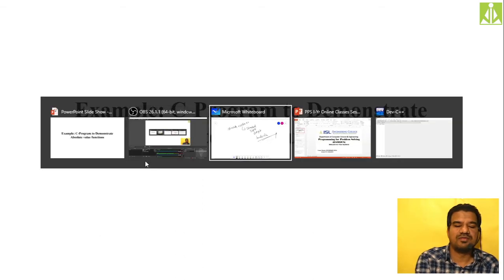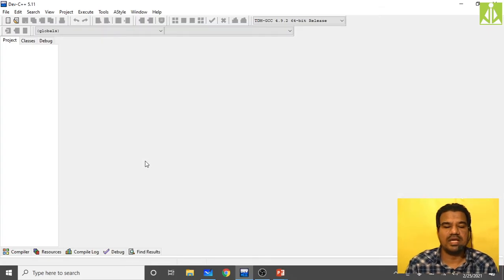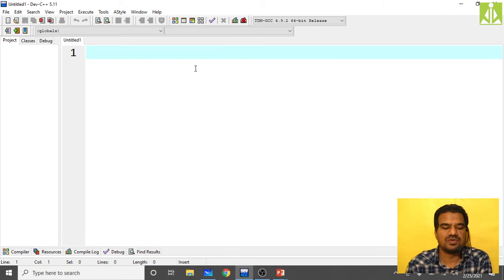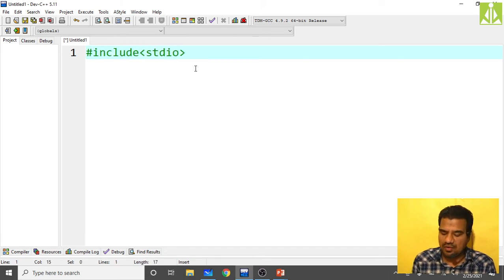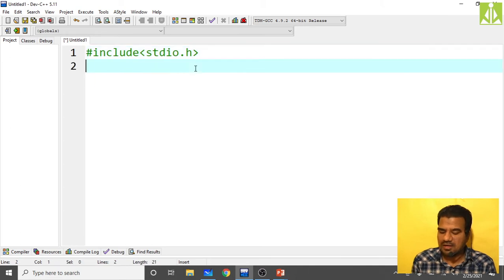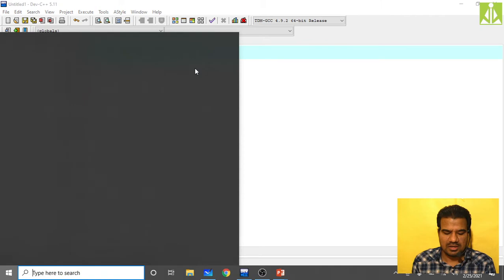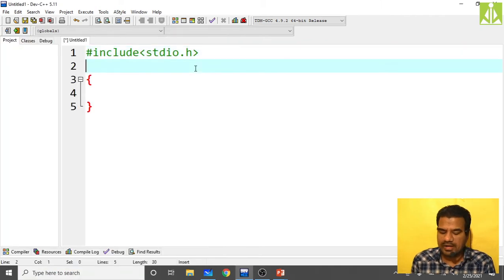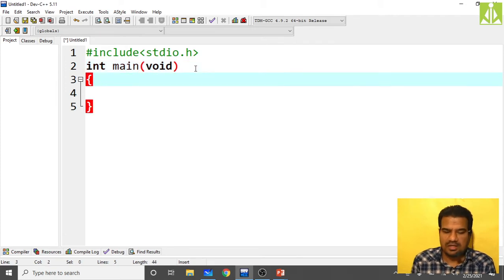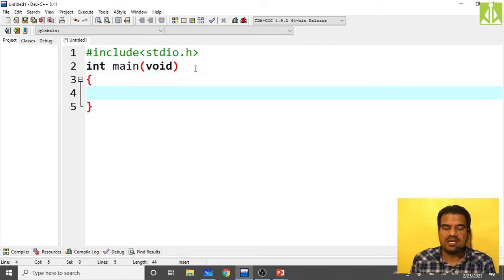Simply I will shift my attention to the Dev C++ compiler, and I'm taking an empty source document, and here I'm writing my program. So simply start writing the program. Include stdio.h. Then, sorry, my mistake. Go to the end and take int main of void. So here you declare the variables.